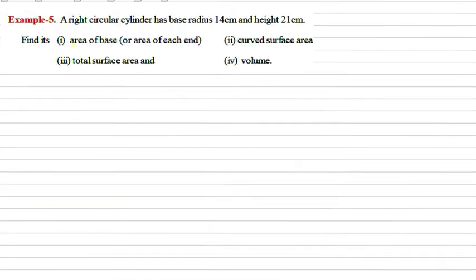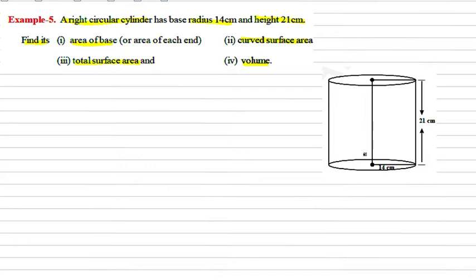Next example, fifth one. A right circular cylinder has base radius 14 centimeter and height 21 centimeter. Find its area of a base, curved surface area, total surface area and volume. So in the first question we are going to find the base area. So here given radius is equal to 14 centimeter and height is equal to 21 centimeter.